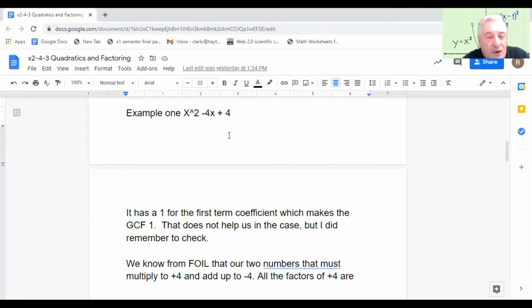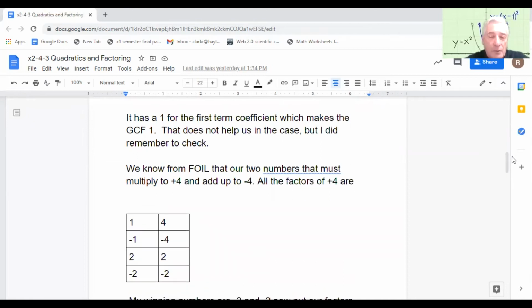Now, we know from FOIL that the last 2 numbers must multiply and the middle numbers must add. So we are looking for 2 factors that multiply to positive 4 and add up to negative 4. So I list all the factors of positive 4. Here's all 4 of them. Which of these can we add up to negative 4? Not 1, not 2, not that one. This one works.